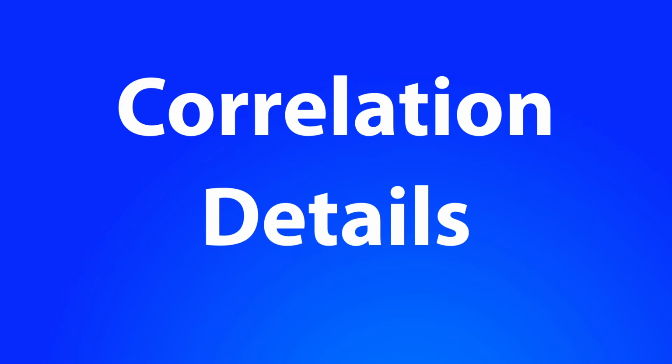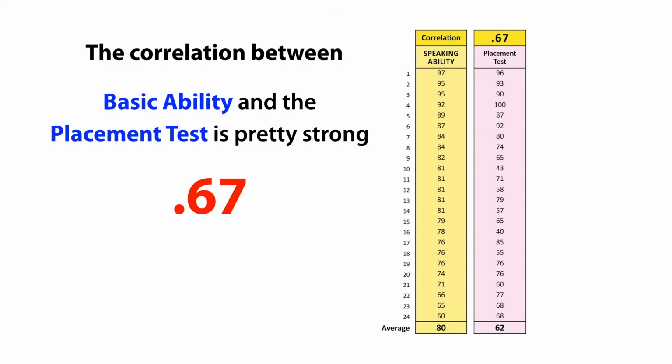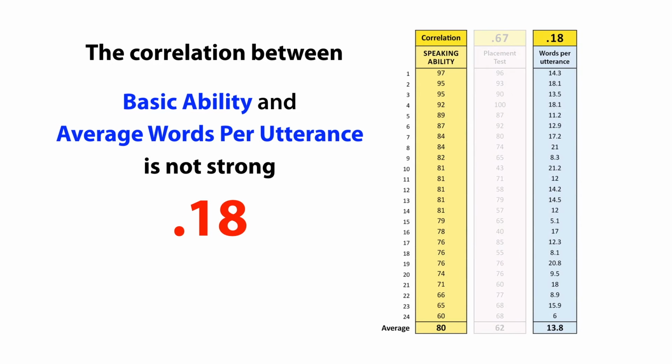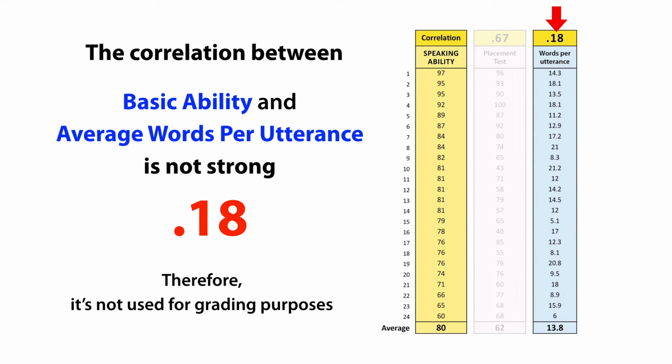Correlation details. The correlation between basic ability and the placement test is pretty strong, 0.67. Therefore, the placement test is used to determine first conversation test partners. The correlation between basic ability and average words per utterance is not strong, 0.18. Therefore, it's not used for grading purposes.